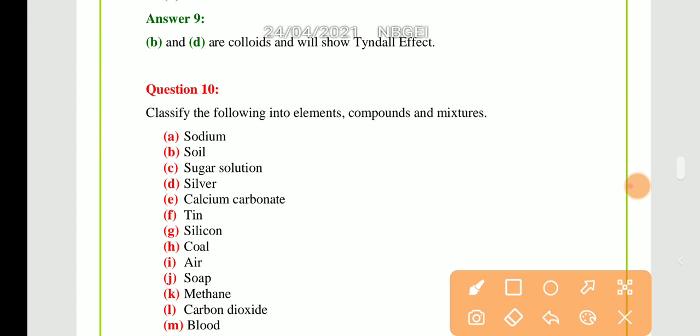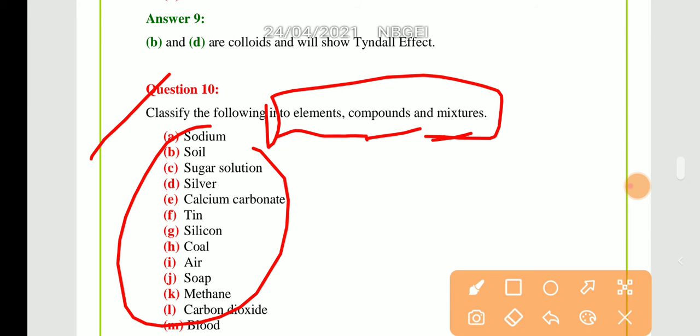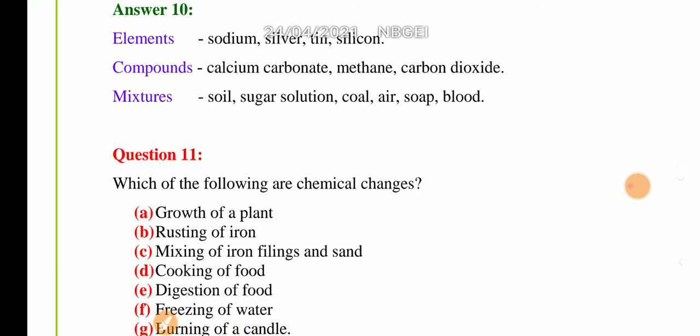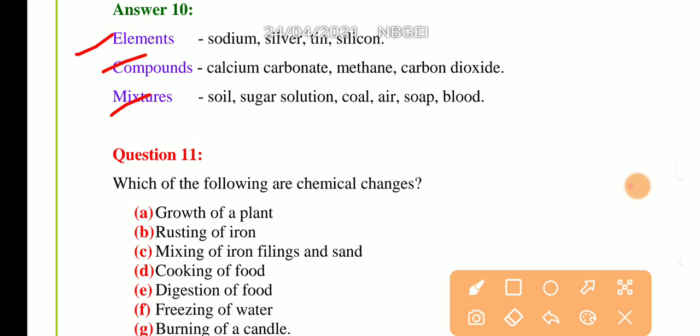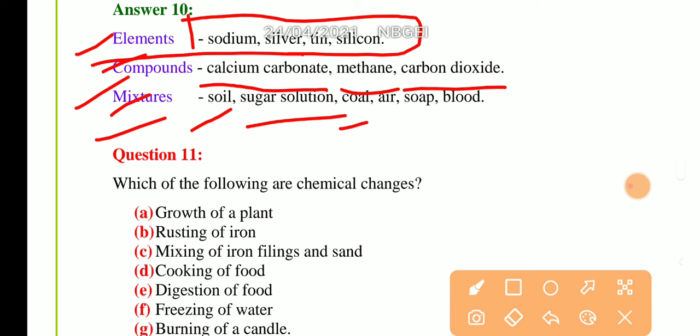Okay. Now question number 10. Classify the following into elements, compounds, and mixtures. So you have to identify and classify. These are some examples and you have to make 3 tables: elements, compounds, and mixtures. Write down the elements in the examples of question 10: sodium, silver, tin, and silicon. So these are the elements. And compounds: calcium carbonate, methane, carbon dioxide are the examples of compounds. And what are the mixtures? Mixtures are soil, sugar solution, coal, air, soap, and blood. Okay. These are the mixtures.